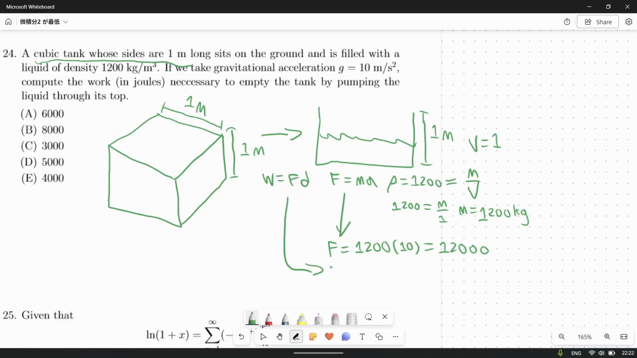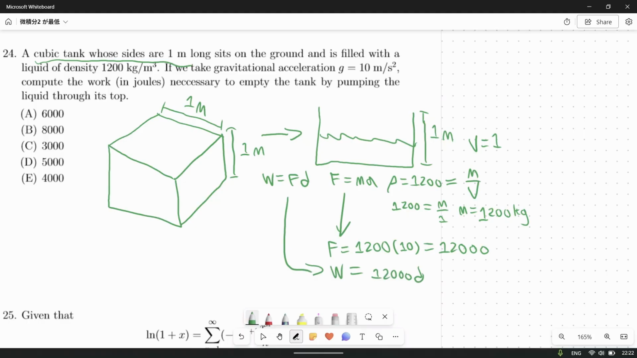So moving that over here, work is going to be equal to 12,000 times some distance. And this is where things start to get a little interesting, because the distance is not going to be a constant. It's actually going to change depending on how much liquid is in the tank at any given time. Emphasis on at any given time.